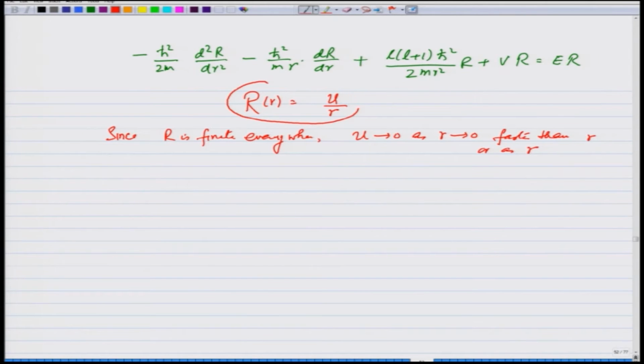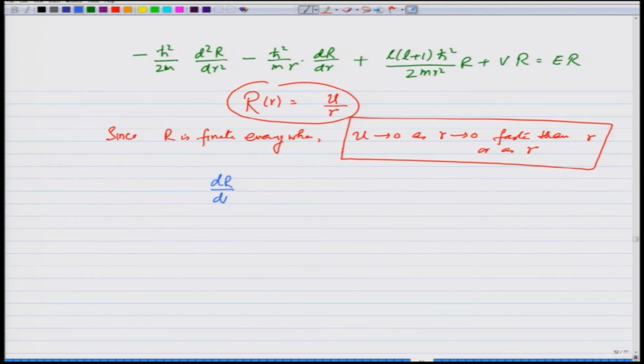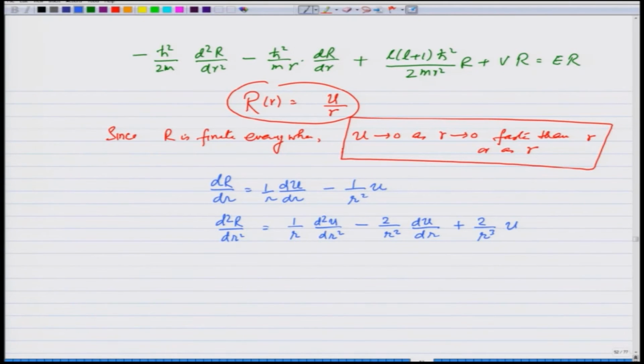But in addition to this condition that I have on u, which I am going to apply, what this substitution does is simplify things for me, because now dR over dr is going to be du over dr 1 over r minus 1 over r² u, and d²R over dr² is going to be equal to 1 over r d²u over dr² minus 2 over r² du over dr plus 2 over r³ u.